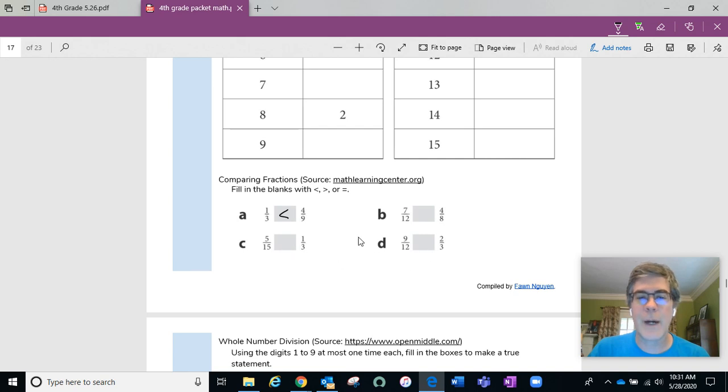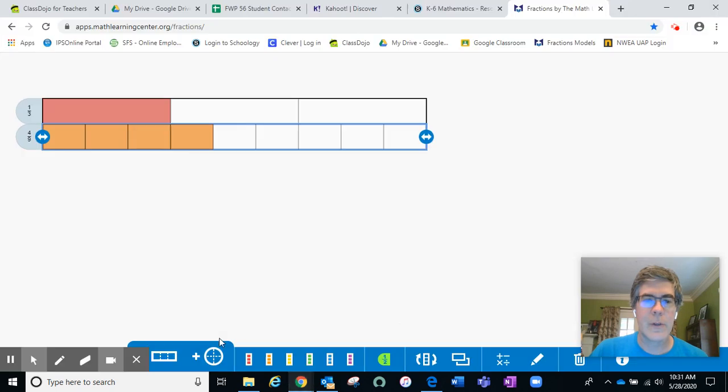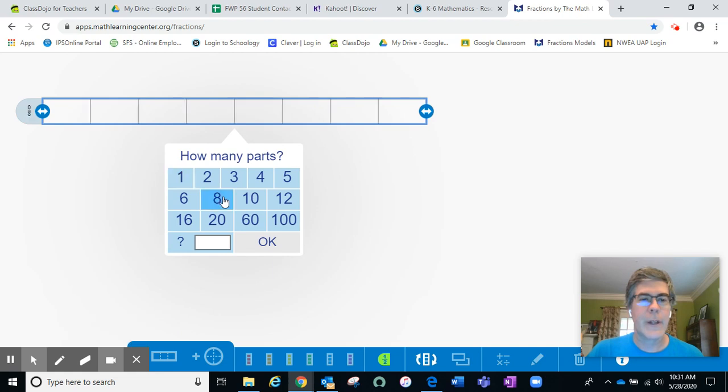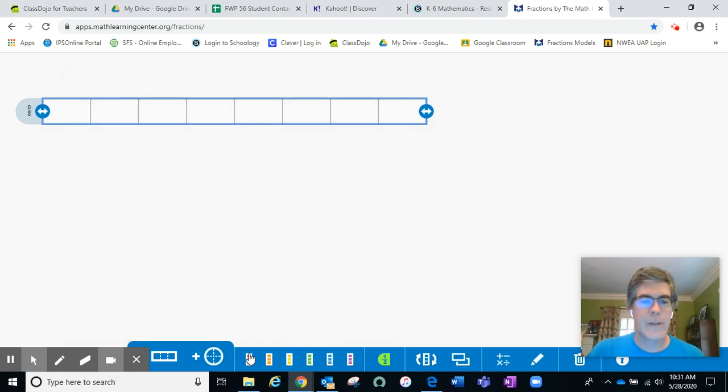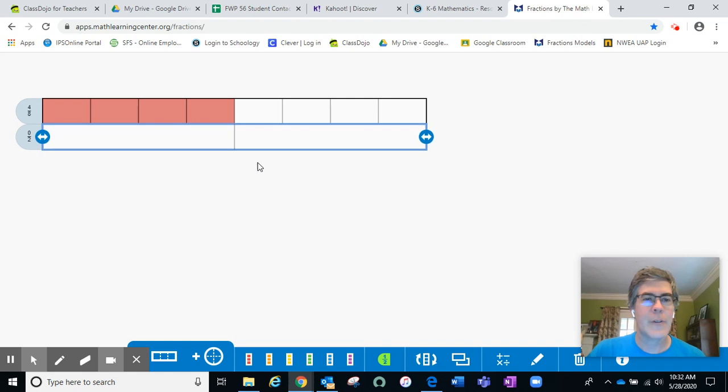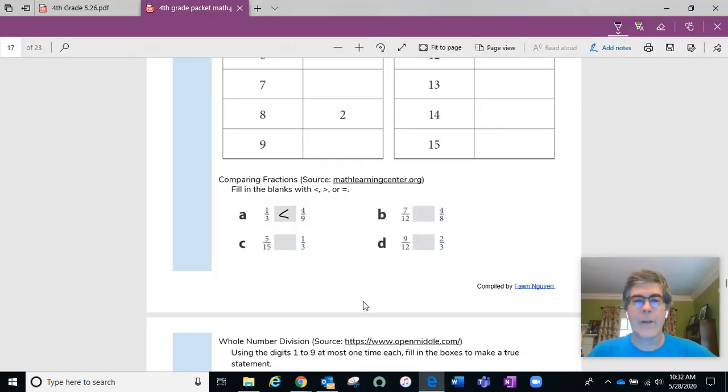So for all of these, you can model them, and I'd encourage you to try to do that. I'd like you to take a look at one more way that you might think about it, though. If we look at letter B, we have 7/12 and 4/8. Well, 4/8 I know is, go ahead and create eights. 4/8 is equal to 1/2. And I should know that, but again, I can see that. So 4/8 is going to be equal to 1/2.